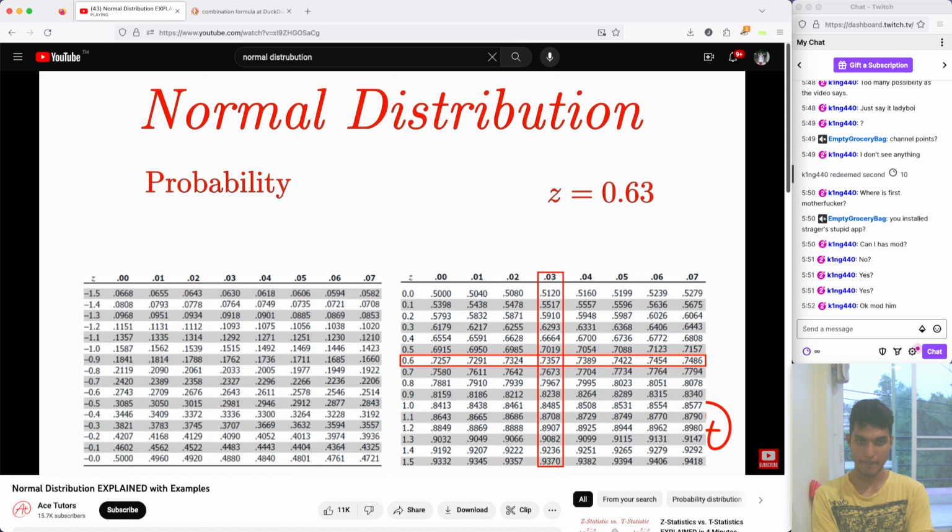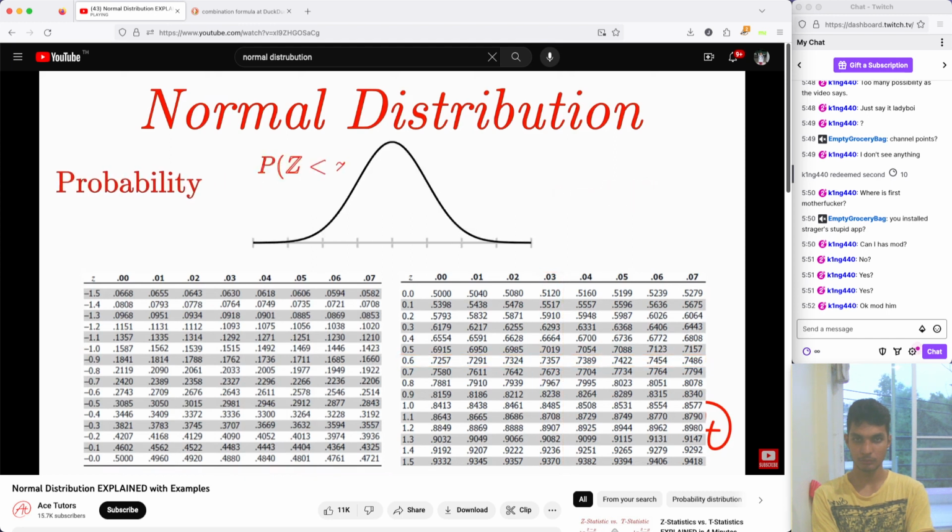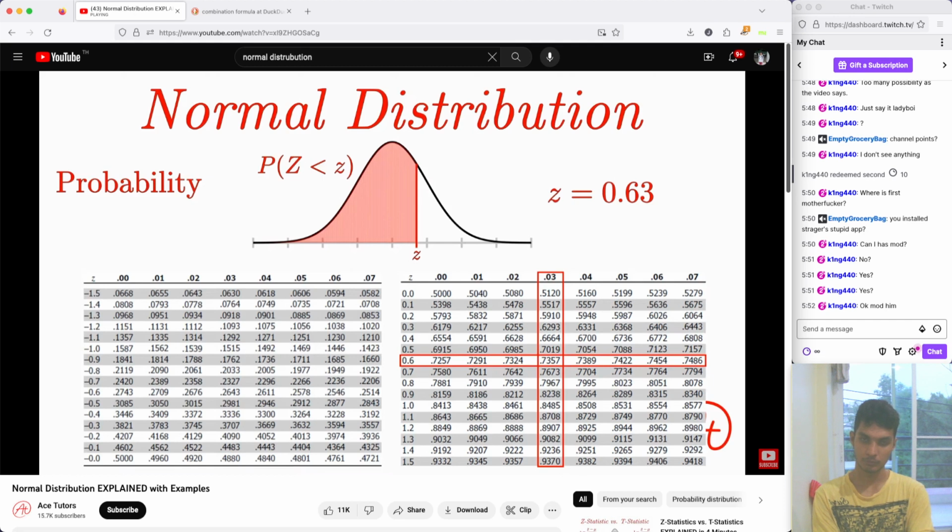Okay, but what does that value actually mean? Well, in order to know that, it's very important to understand what values the z-chart you're looking at gives you. For these z-charts, it happens to give you the area or probability of being to the left of your z-score. So for our previous example, based on the value found in the chart, there's a 73.57% chance of having a z-score less than 0.63.